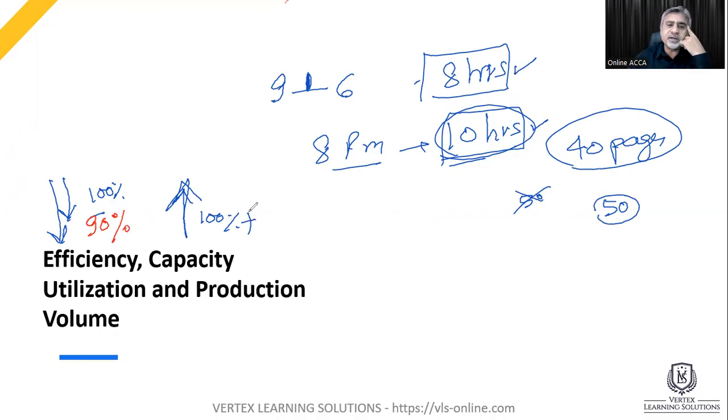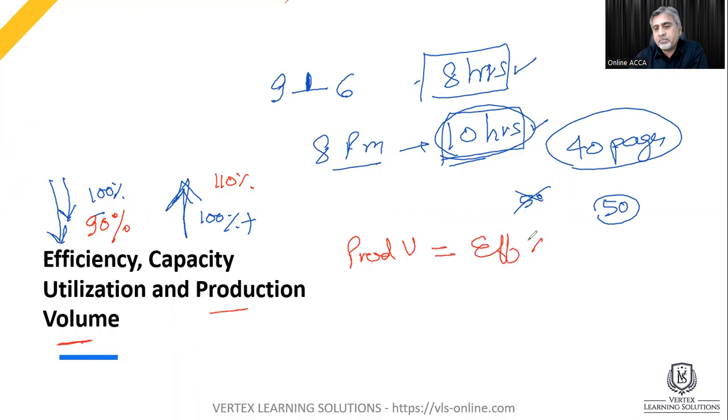And capacity is more than 100%. Let's suppose that it is 110%. Because I told you that the production volume ratio is a multiplication of efficiency and capacity, production volume ratio is actually equal to efficiency ratio multiplied by capacity ratio. So it means that 90% is 0.9, multiplied by capacity, which is 1.10. 110% means 1.10.